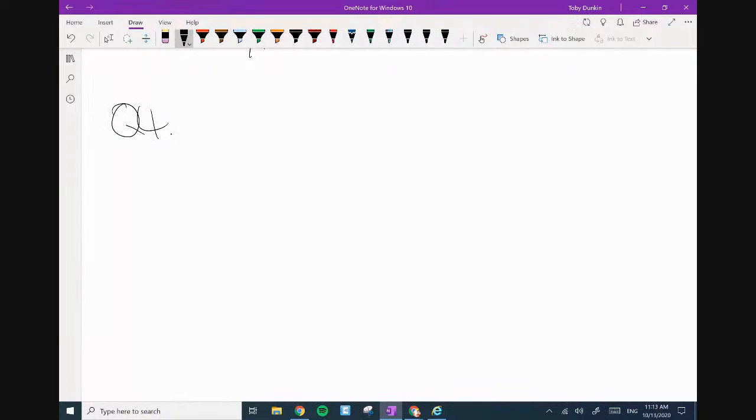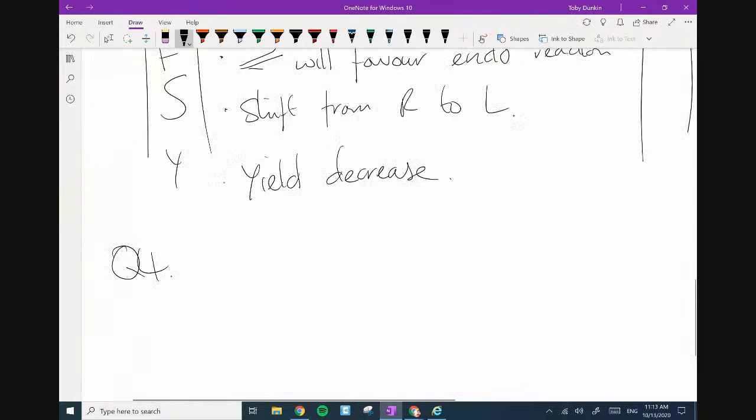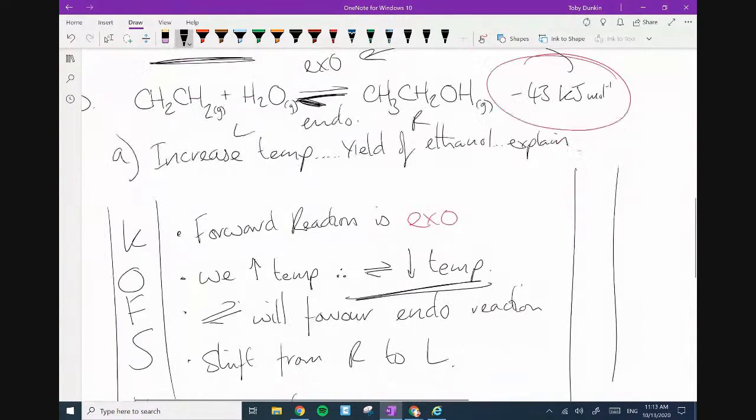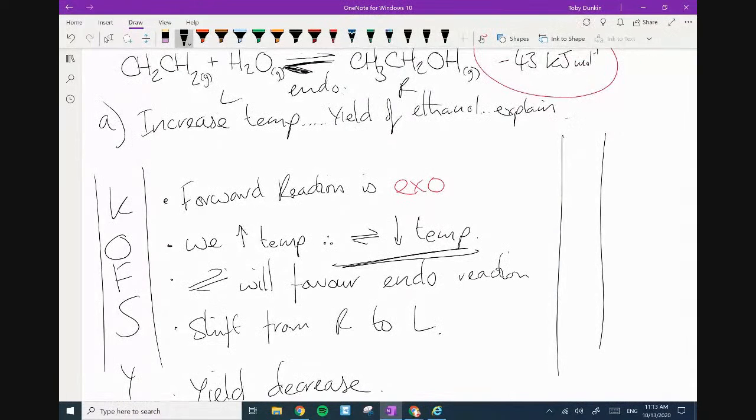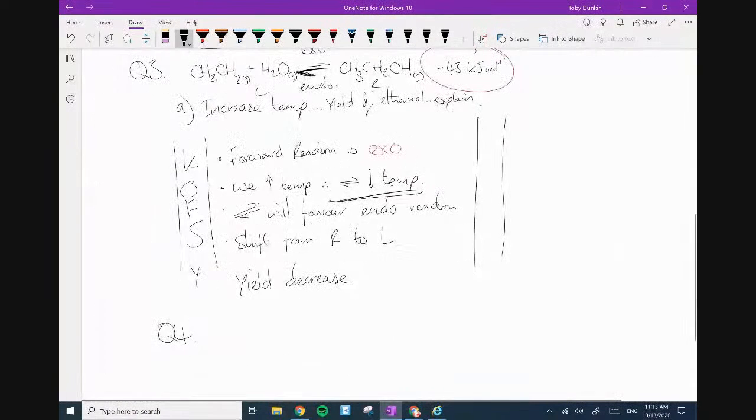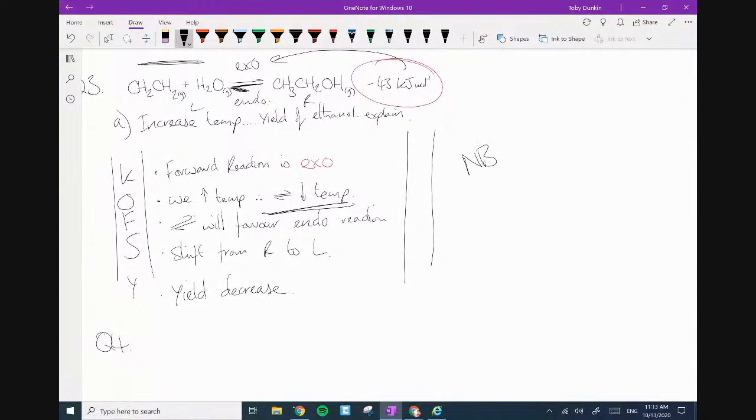Okay, let's stick with the same thing. By the way, this particular one is rather interesting, because suddenly you realize there's a nota bene that goes on this particular question. The temperature used in industry is 300 Celsius. That's pretty hot in my opinion.